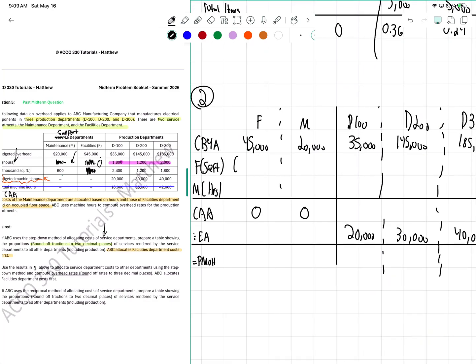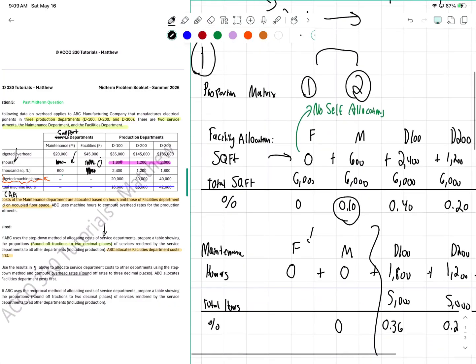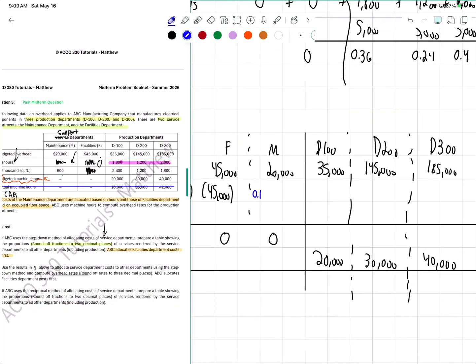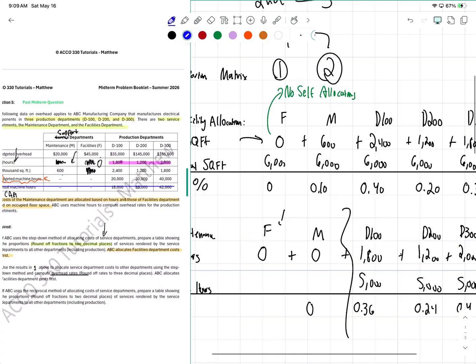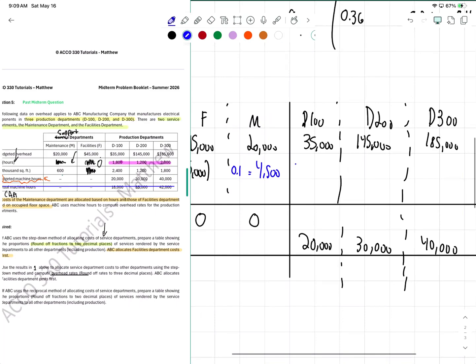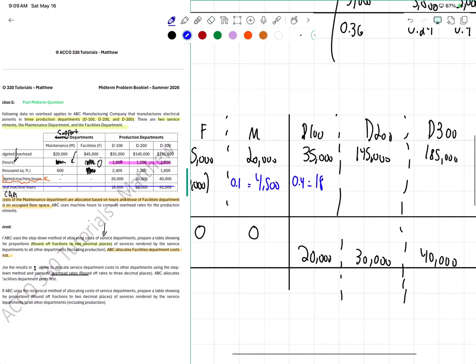Now facilities, guys, is going to allocate 45,000 in cost. And remember, you're always doing the cost times the percentage used. So the fact that maintenance uses 10%, they're going to pay 10% of the cost. So you're doing 45,000 times 0.1. That equals 4,500. Then here, D100 uses 40%, right? So they're going to pay 40% of the bill. So 45,000 times 0.4. That'll give you 18,000.